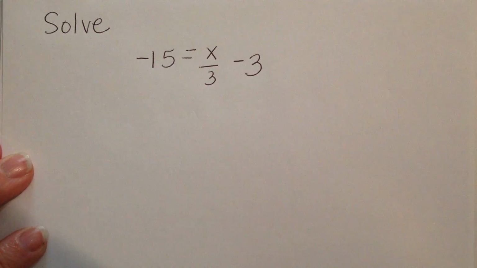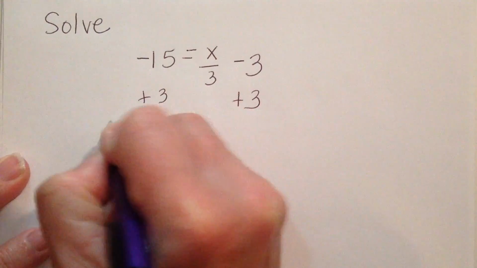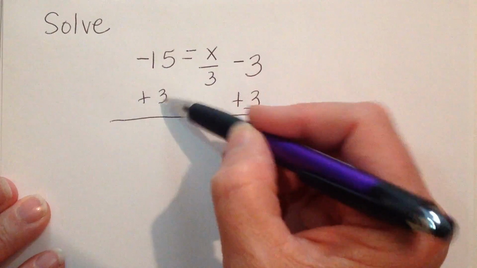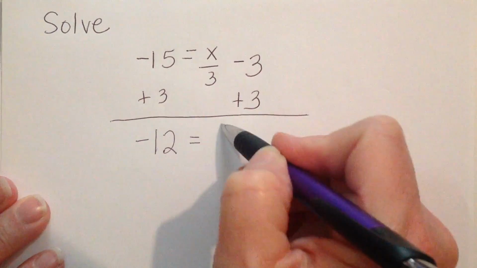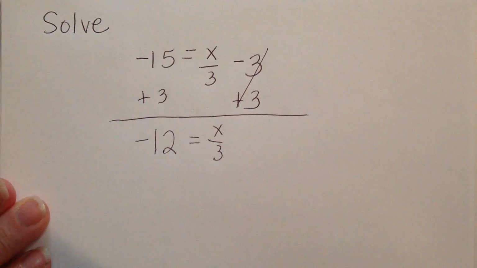Continuing with equations that contain fractions. Another way that we could solve this equation is to continue isolating the variable term by itself. To do that, I would add 3 to both sides. Negative 15 plus 3 gives you negative 12 equals 2x over 3, and the 3's would cancel.